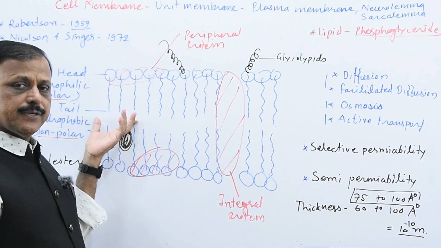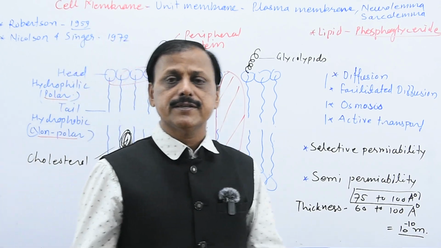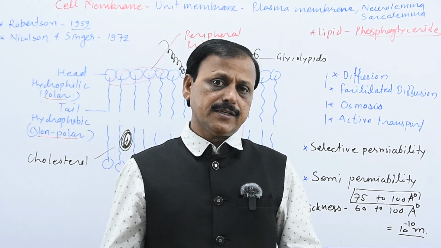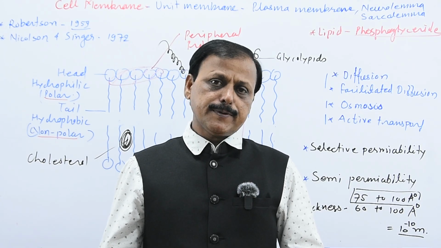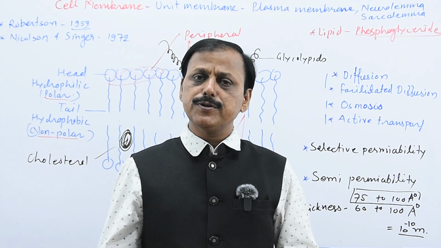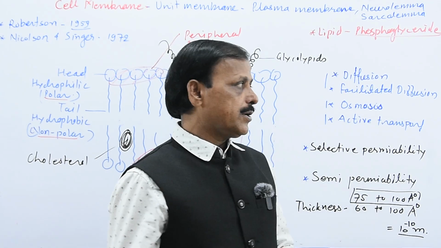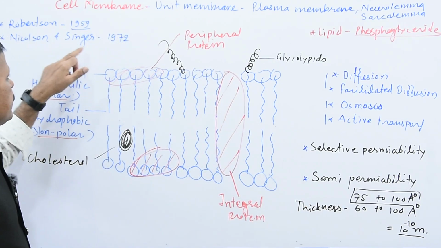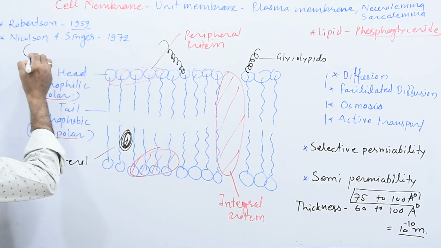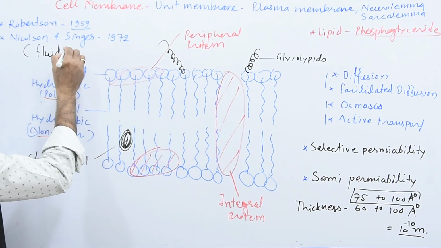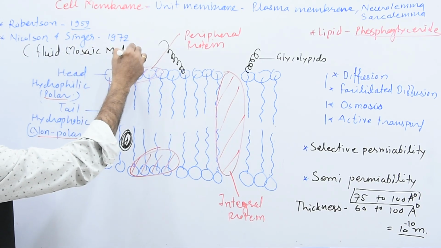Now, as a part of the syllabus, this question in board exams can be asked for 5 marks: Explain the detailed structure of cell membrane with a labeled diagram, or explain the structure of cell membrane, or what is the fluid mosaic model, explain it with a labeled diagram, or explain the structure of cell membrane given by Nicholson and Singer. So which structure have they given? The fluid mosaic model. This is also known as the fluid mosaic model of Nicholson and Singer.